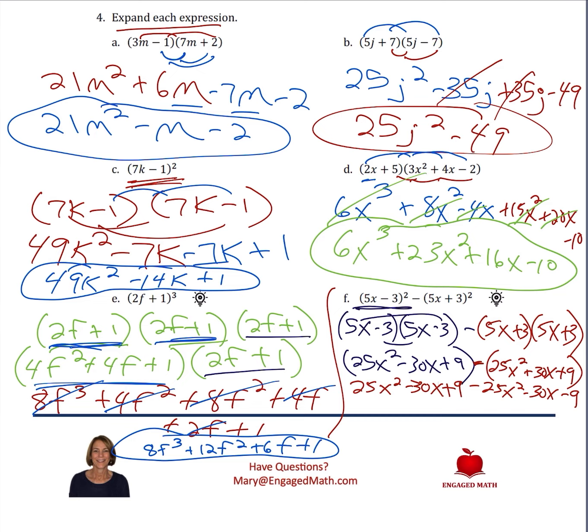So now what's great is that the 25x squareds, they're gone. The negative 30x and the negative 30x gives me negative 60x. And the 9 and the negative 9 cancel. So our final answer is simply negative 60x. Great job on all of this. And if you did the light bulbs, congratulations.